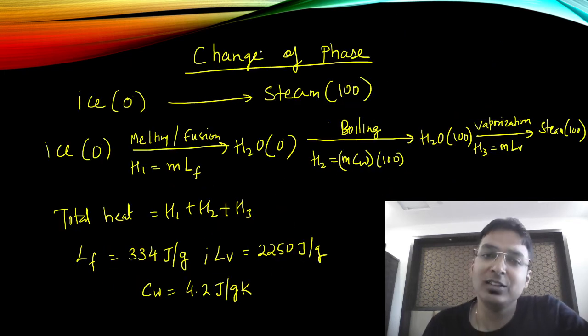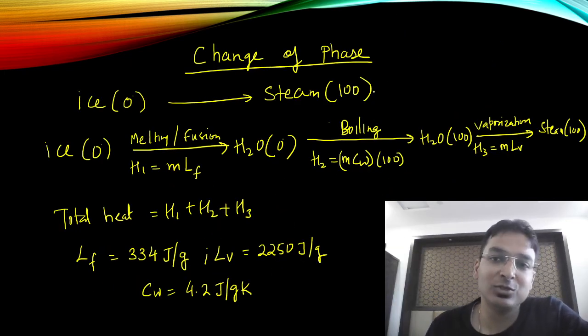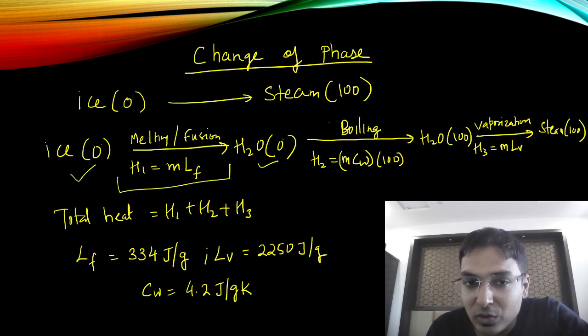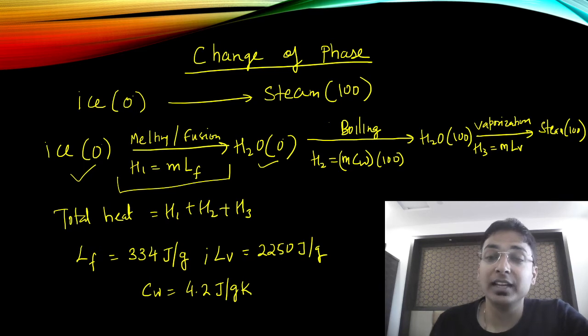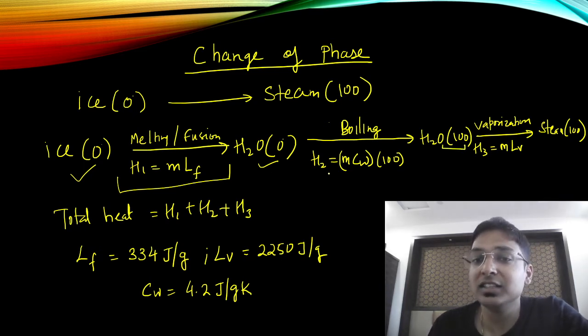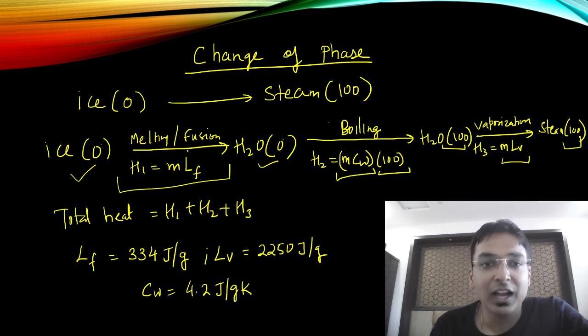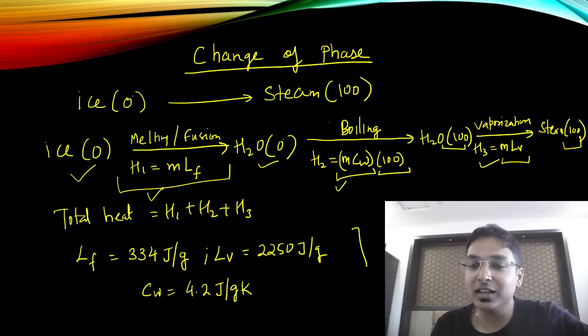Moving next, change of phase, guys. Simply, when ice changes to steam, what happens? Ice converts to water. The heat is mass into latent heat of fusion. Then heating occurs up to 100 degrees Celsius, so it is mass into specific heat of water into 100. And finally you have steam, so mass into latent heat of vaporization. So the final heat will be the total heat: this plus this plus this. Okay, and the values for reference are given over here.